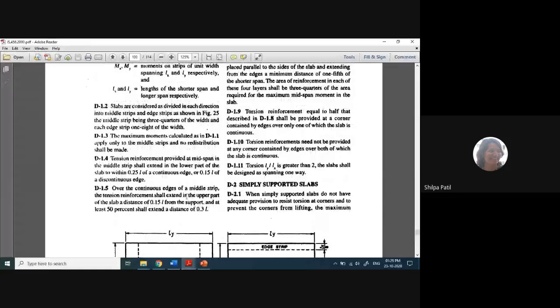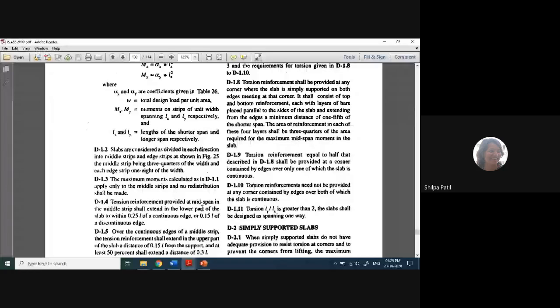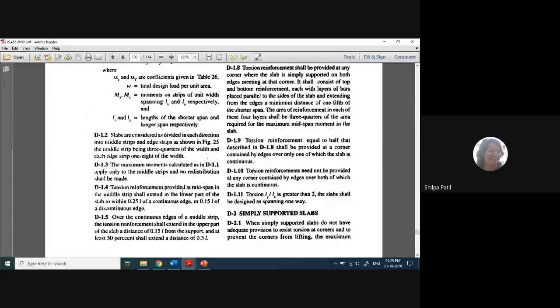Okay, now the maximum moments calculated as in D-1.1 apply only to middle strips and no redistribution shall be made. So whatever moments we calculate by making use of these formulas, that steel is to be provided in the middle portion only. Now the tension reinforcement provided at midspan in the middle strip shall extend in the lower part of the slab to within 0.25 L of a continuous edge or 0.15 L of a discontinuous edge.